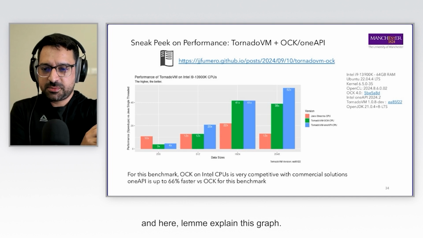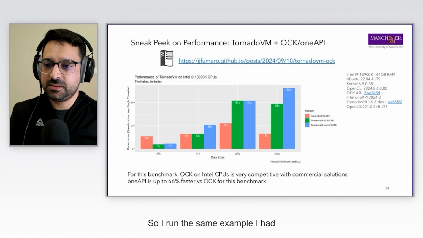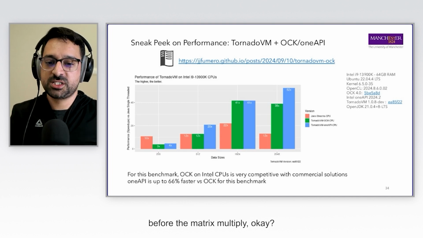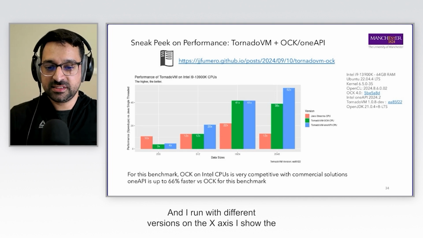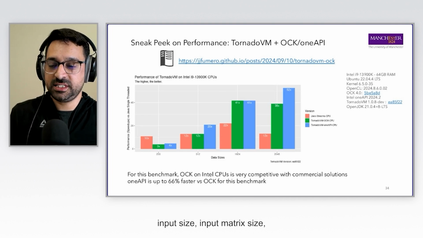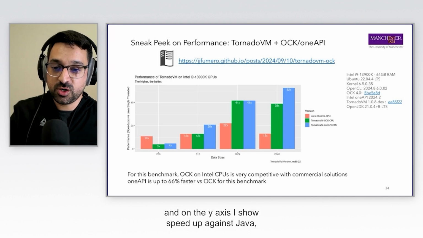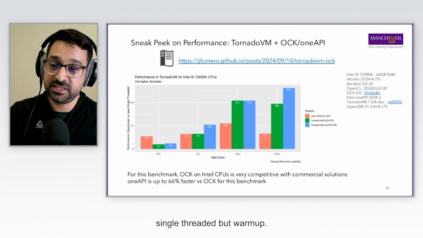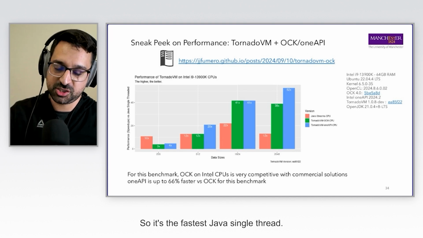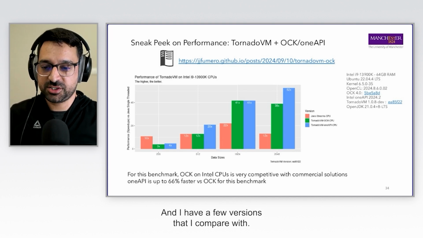And here, let me explain this graph. I run the same example I had before, the matrix multiply, okay? And I run it with different versions. On the x-axis, I show the input matrix size. And on the y-axis, I show speedup against Java single-threaded, but warmed up. So it's the fastest Java single-threaded. And I have a few versions that I compare with.